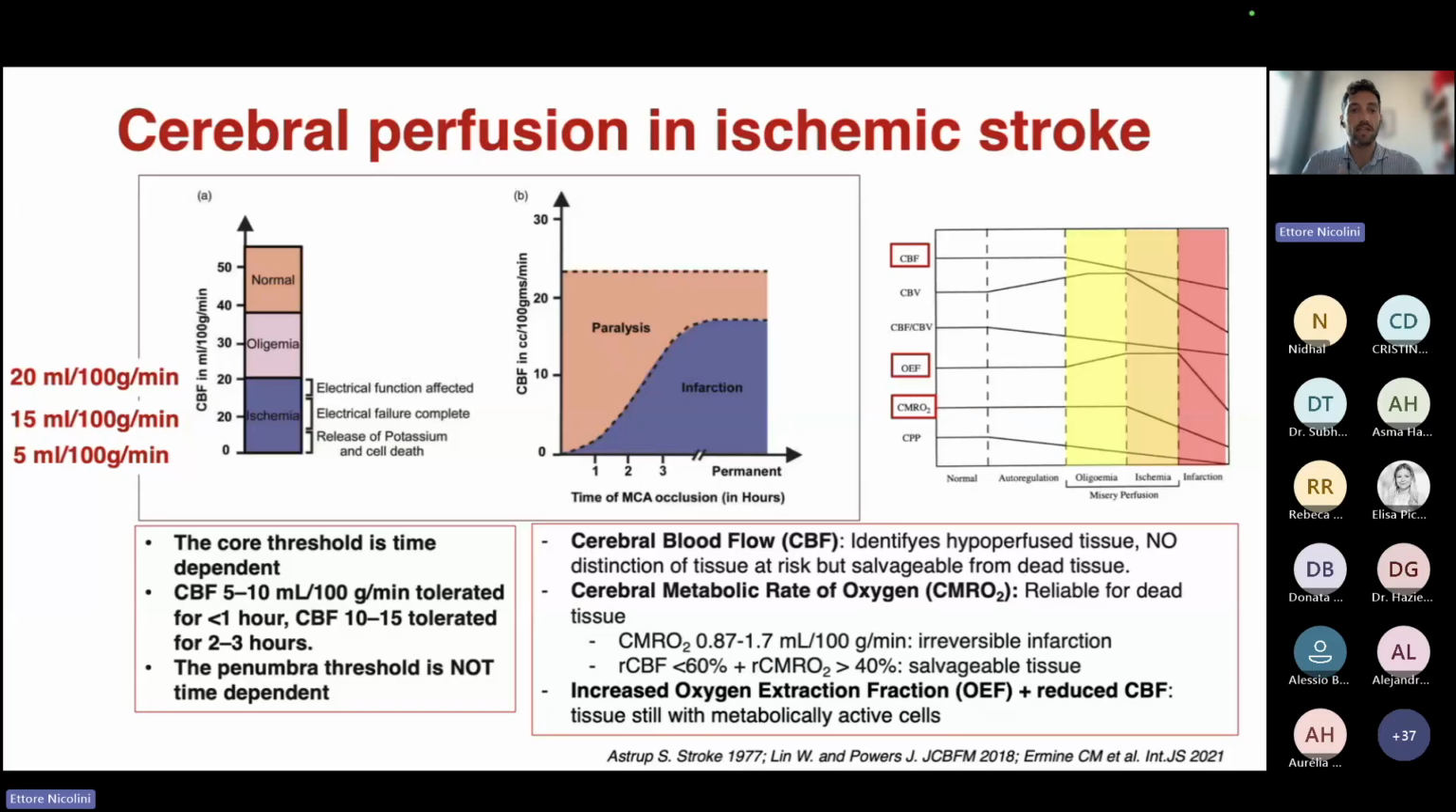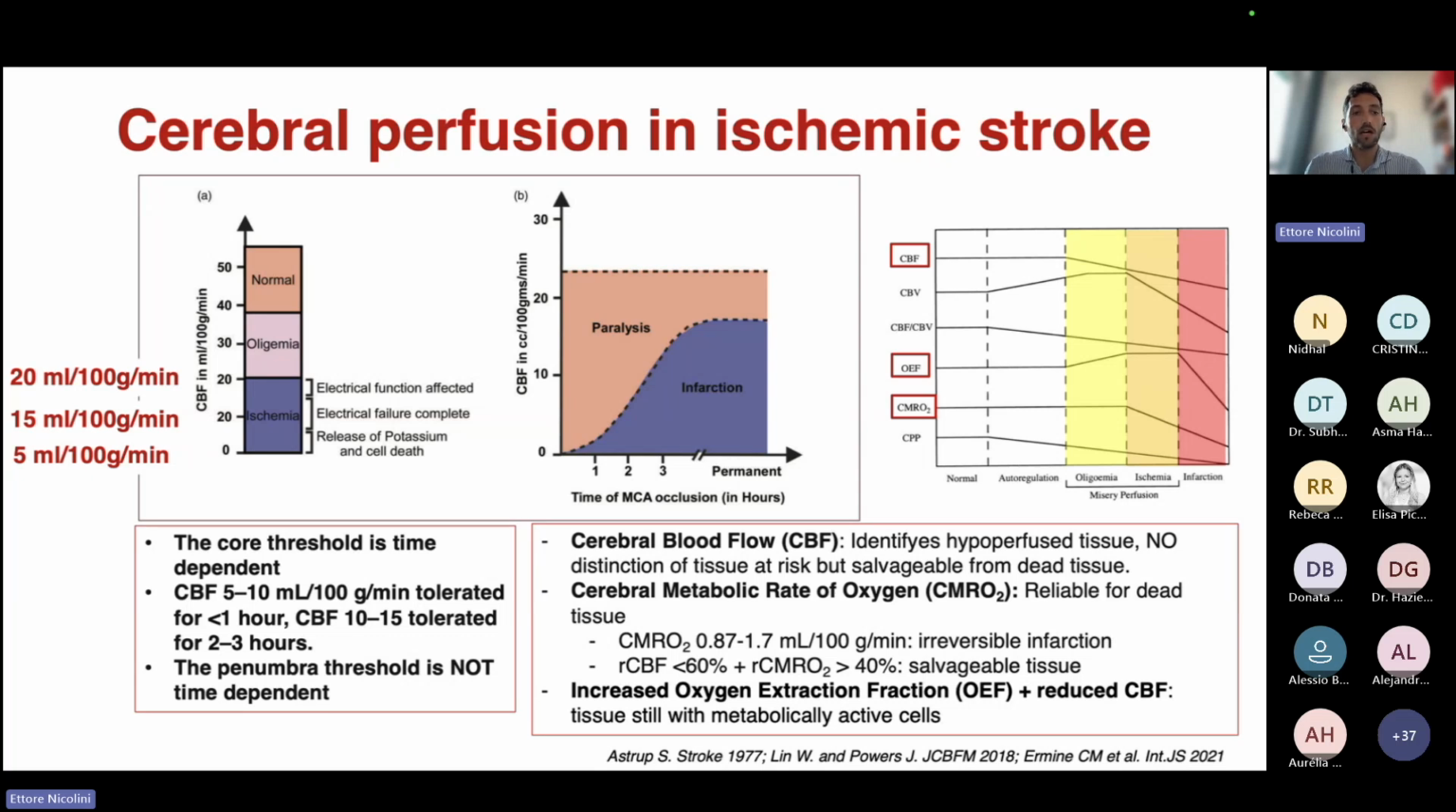We know that ischemic sufferance starts from the hypoperfusion, so from the reduction of the cerebral blood flow, and in vivo studies helped us to set a threshold for the start of this ischemic sufferance, which is 20 milliliter per 100 grams per minute, in which electrical function begins to be affected. Then the more the cerebral blood flow is reduced, the worse goes the function of cerebral tissue, indeed, until the death of cerebral tissue.